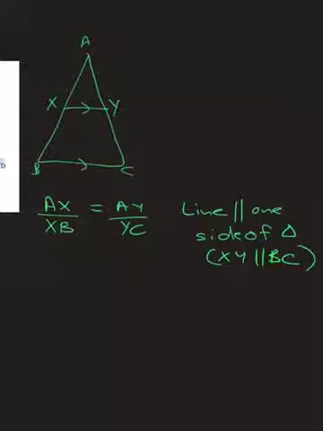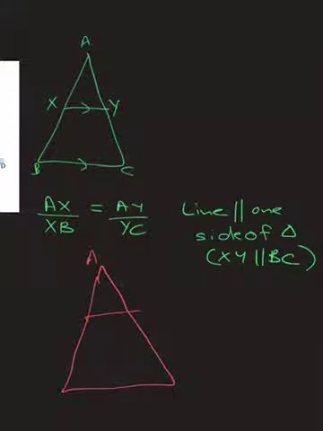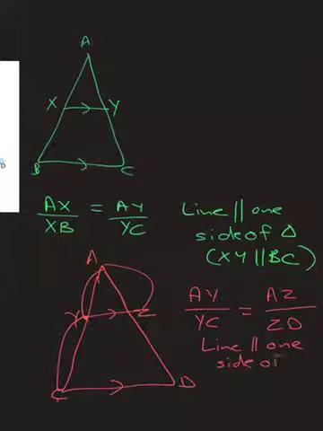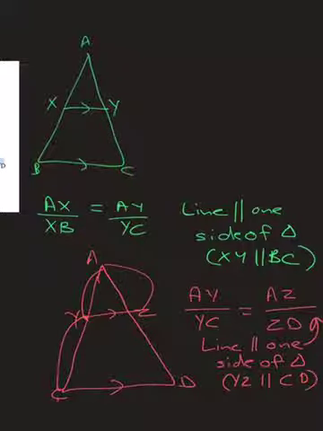Then in our red triangle, we have A, YZ, CD, and they told us those are parallel to each other. So we know that AY over YC is equal to AZ over ZD. Reason again, line parallel to one side of triangle, and that's because YZ was parallel to CD. Please write your reasons next to there.